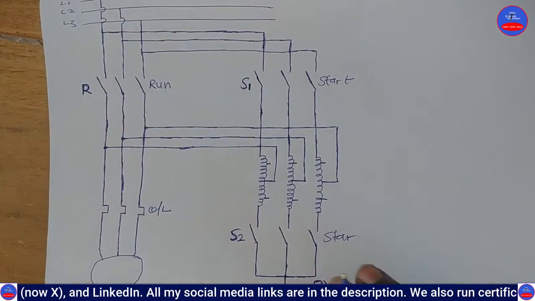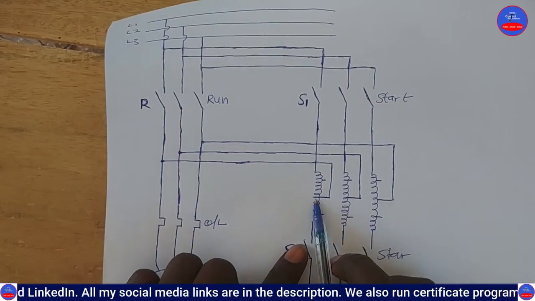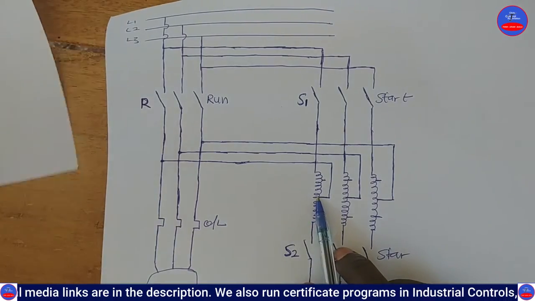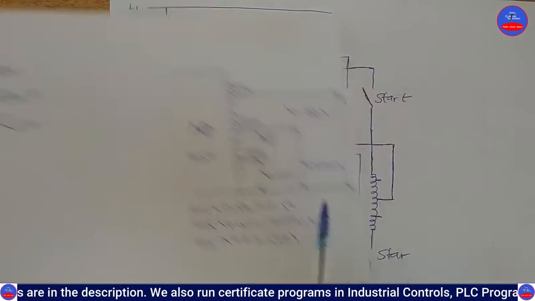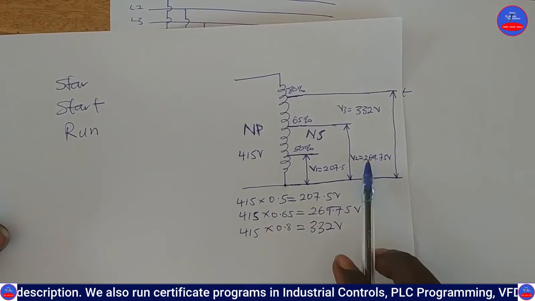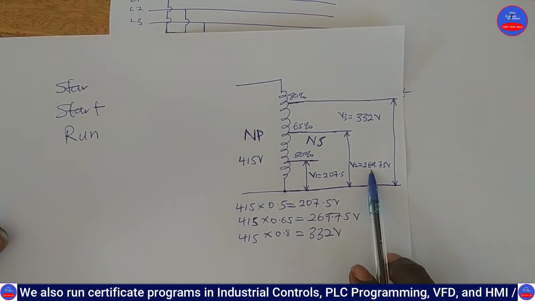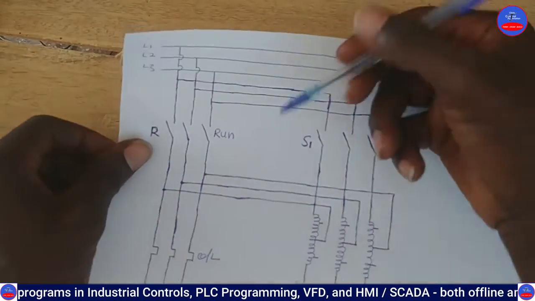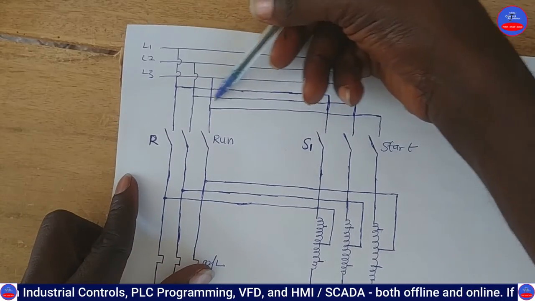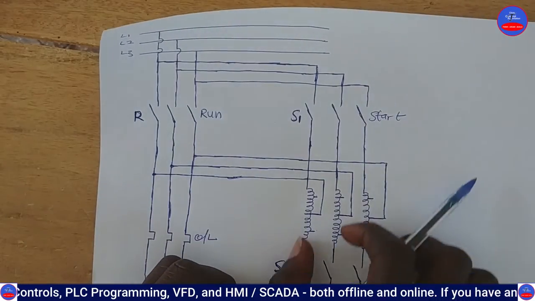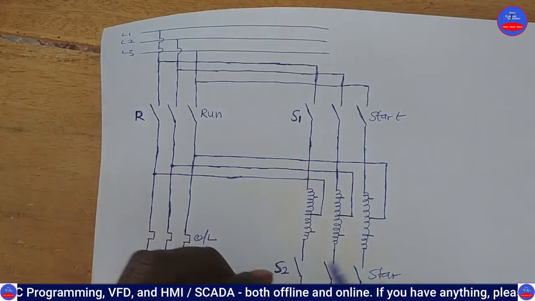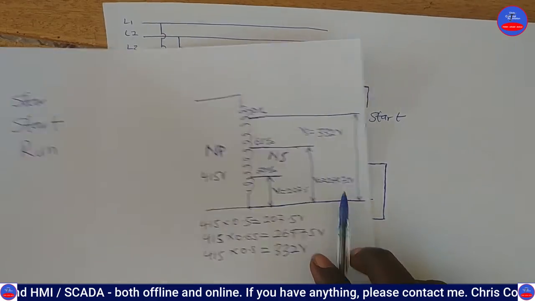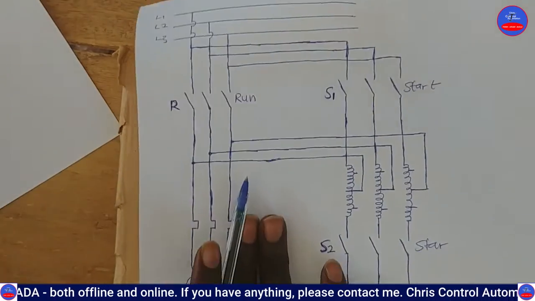Okay, so now let's see here. Because we tapped from the 65%, the middle one is the 65%, I told you that, you are going to get 269.75 volts. So it means that as you have applied 415 volts to the auto transformer, based on the tappings, you are going to get 269.75 volts applied to the motor.